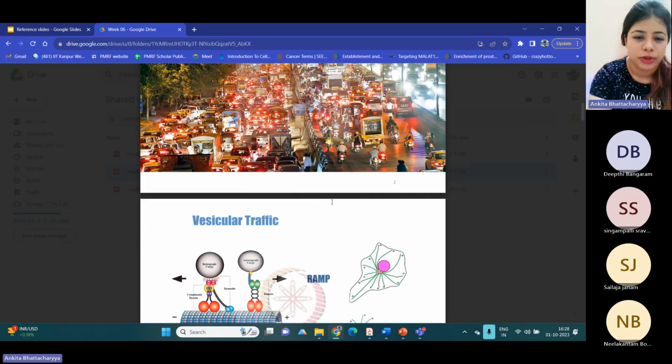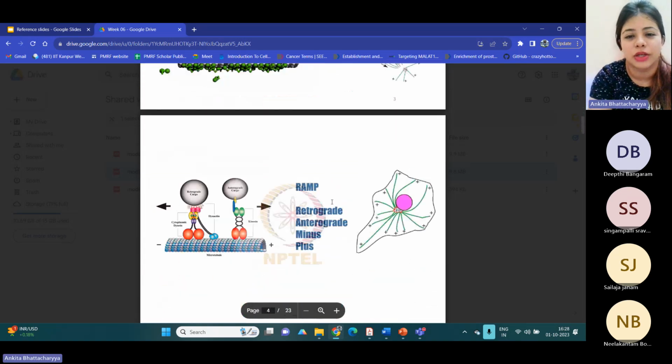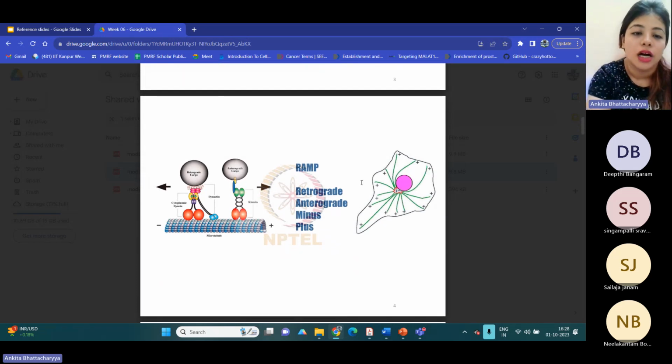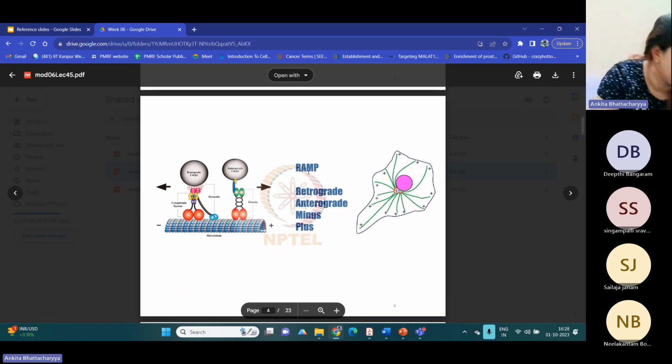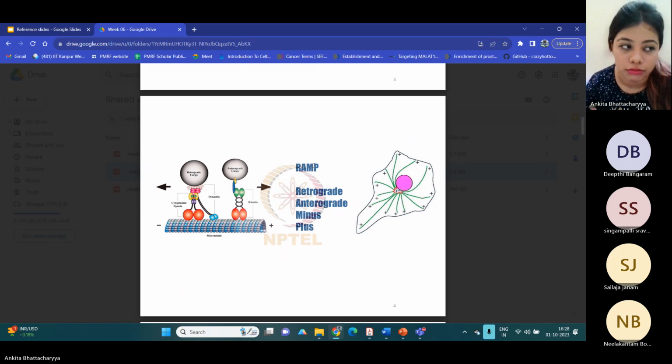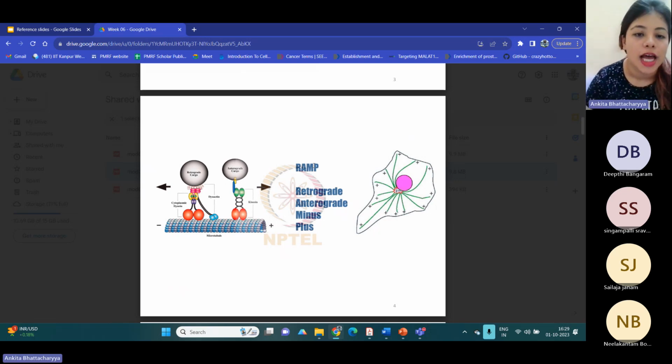So yeah, I think these would be similar topics, the vesicular trafficking, which is being taken up by kinesins and dyneins. The mnemonic which was given was RAMP, which is retrograde, anterograde, minus, and plus. The plus and minus movement of the molecular motors themselves and how their directionality is looked at, what are the different proteins that are associated with them.